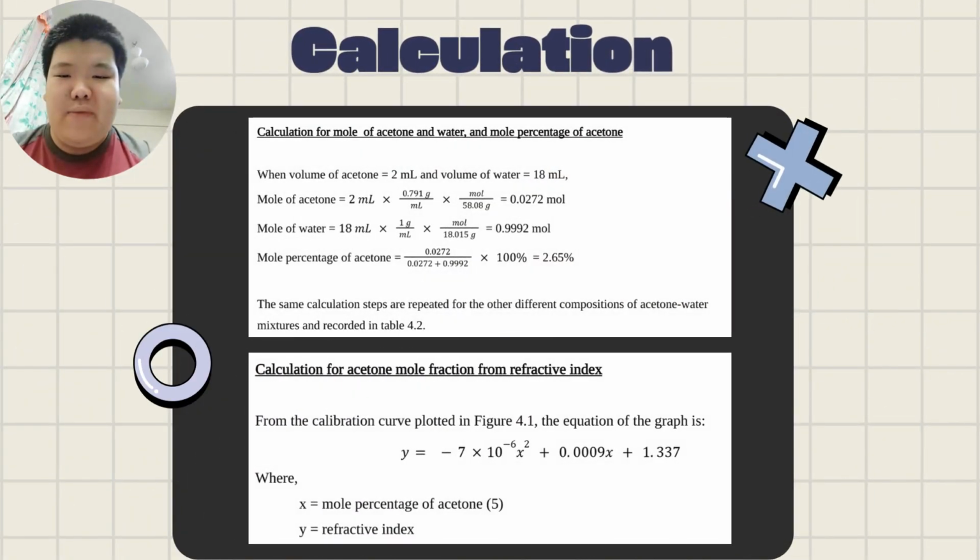For the calculation part, we need to calculate the mole percentage of the acetone and also the calibration curve. To calculate the mole percentage of the acetone, we need to calculate the moles of acetone and also water first. To calculate the moles of acetone, we multiply the volume of the acetone by the density and divide by the molar mass. For the water, we use the same steps. Then for the mole percentage of the acetone, we divide the moles of acetone by the overall moles.